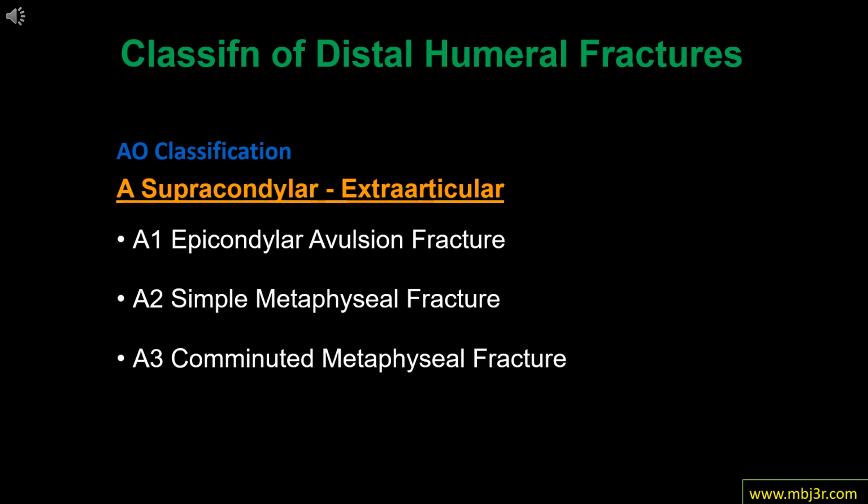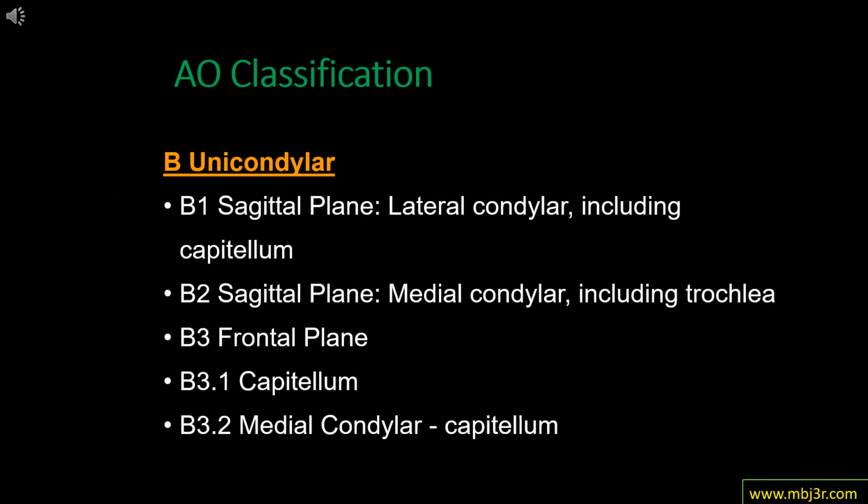Classification. AO classification is the simplest one. A: supracondylar fractures, extra-articular. In that, A1 is epicondylar avulsion fracture, A2 simple metaphyseal fracture, A3 comminuted metaphyseal fracture. B: unicondylar fractures. In that there are three types, B1, B2 and B3, and in B3 there are two types.